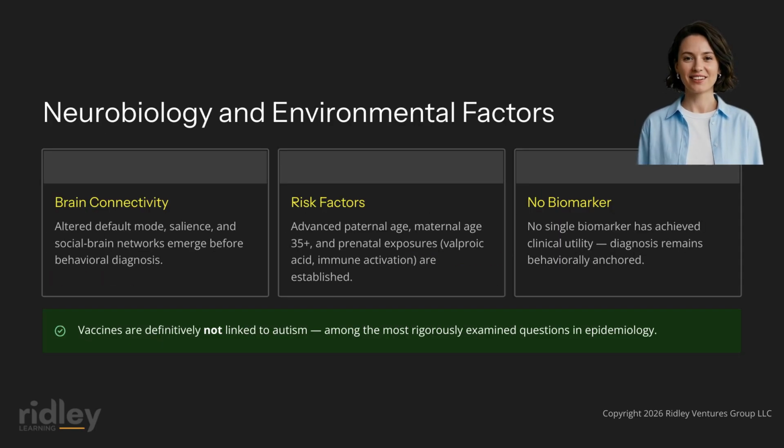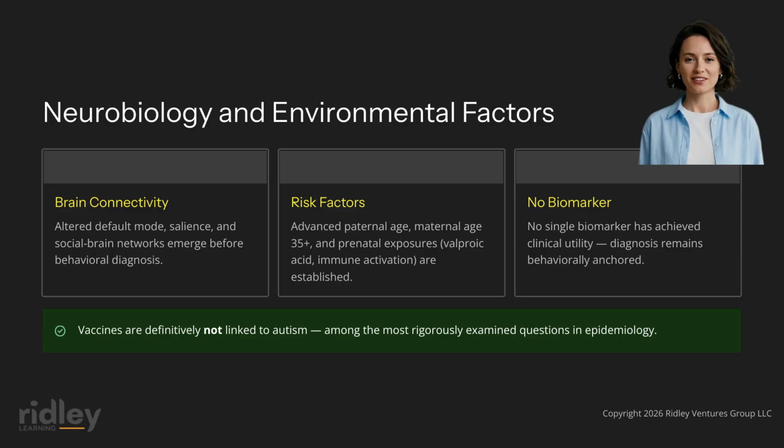Continuing with etiology, let's look at the neurobiology and environmental contributions. Contemporary imaging research reveals altered connectivity in large-scale brain networks, including the default mode network, which is active during internal thought, the salience network, which prioritizes relevant stimuli, and the social brain networks, which process social information. These differences emerge before behavioral diagnosis.